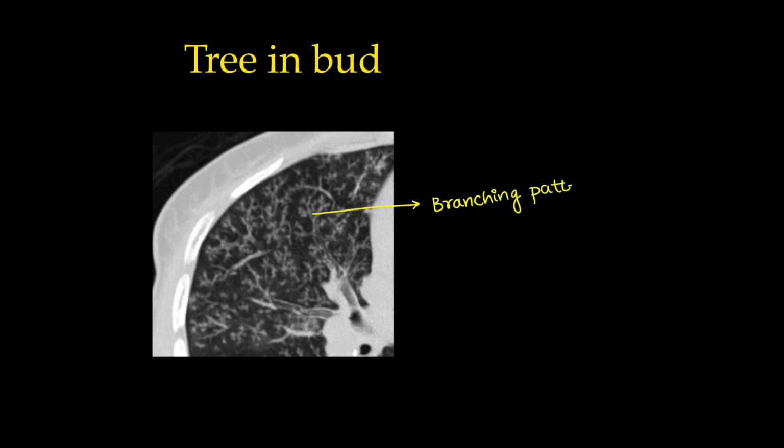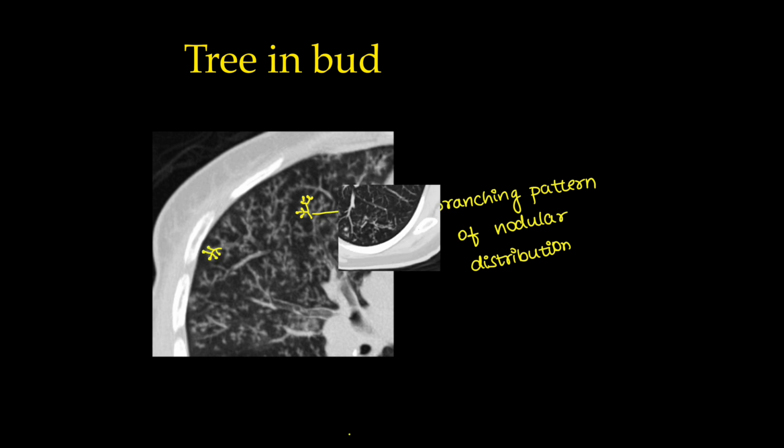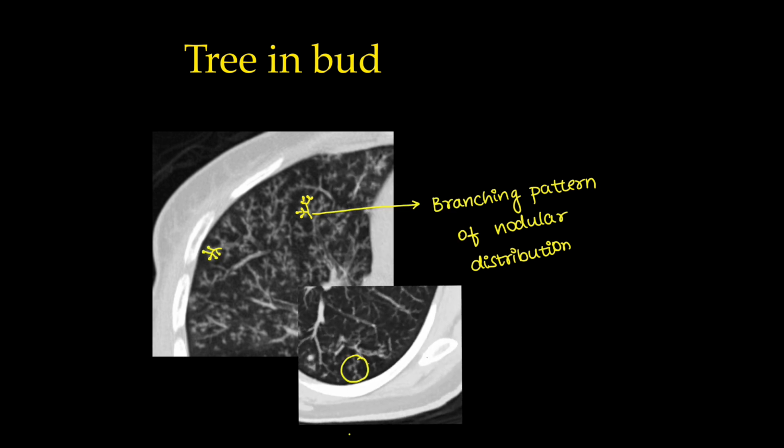We'll see these are the tree in bud opacities. In our case here we can see a beautiful branching pattern of nodular distribution. This was a proven case of tuberculosis. This is the tree in bud opacities which we talked about. In close up here we can see that very well.